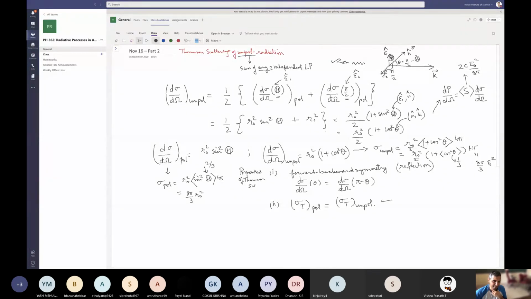See, the difference here is actually slightly subtle. In this case, when you're considering polarized light, you have k and you have epsilon.